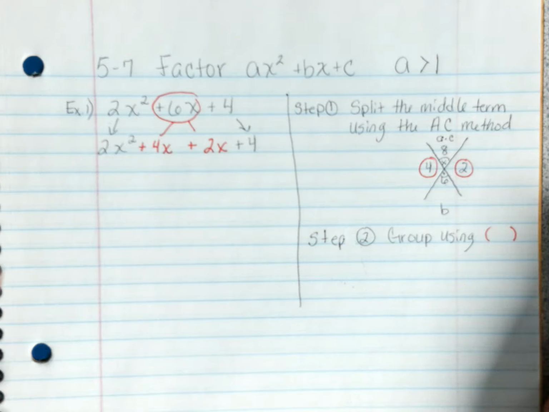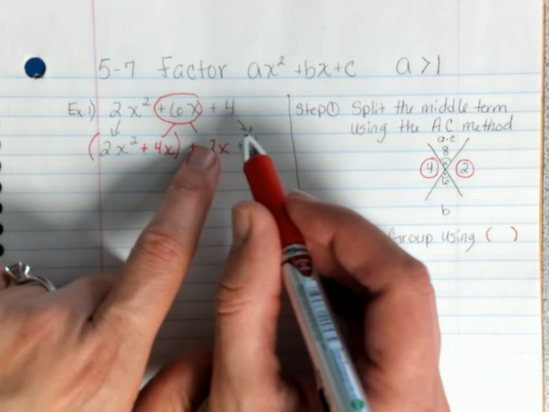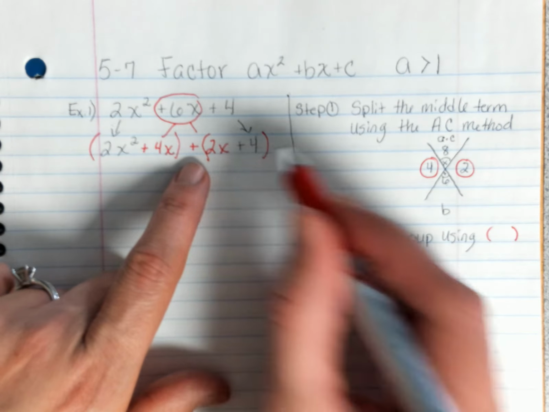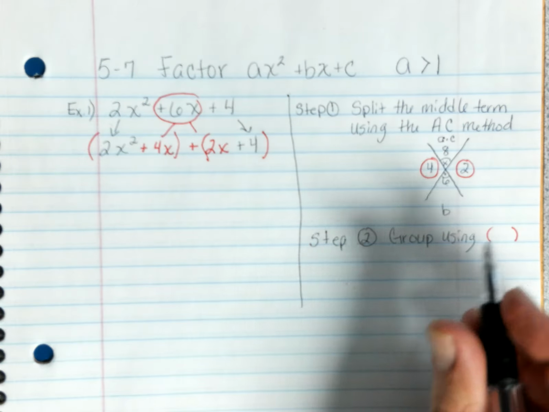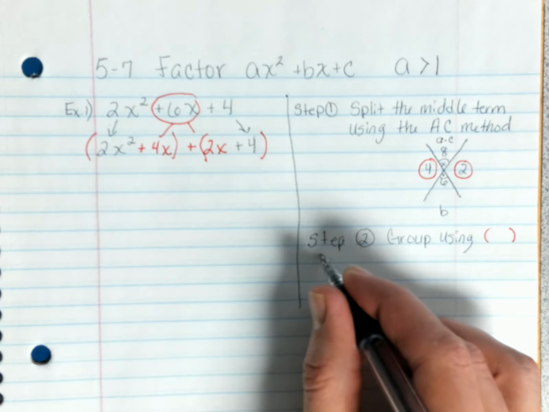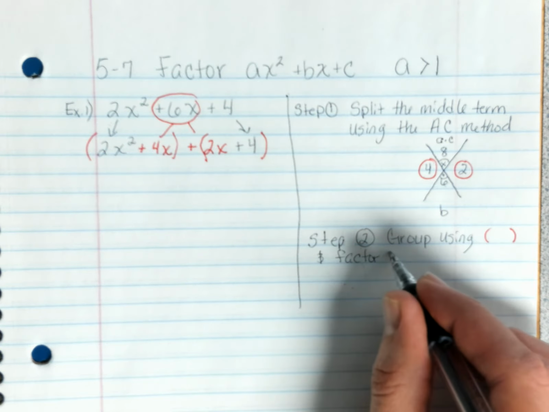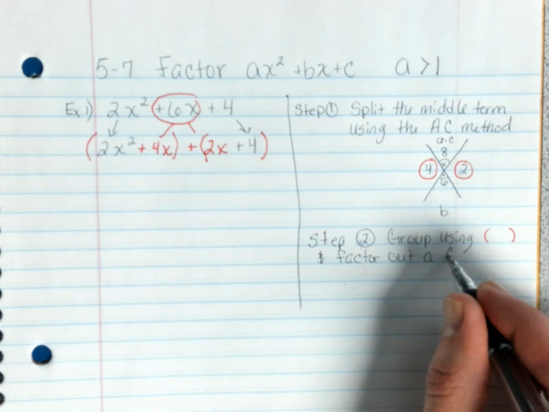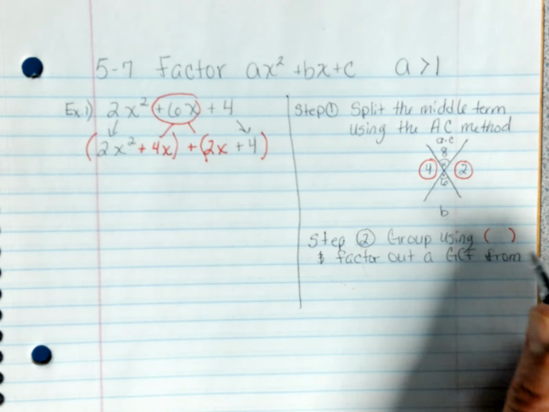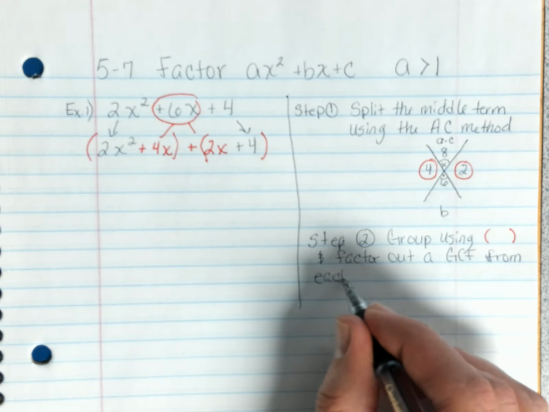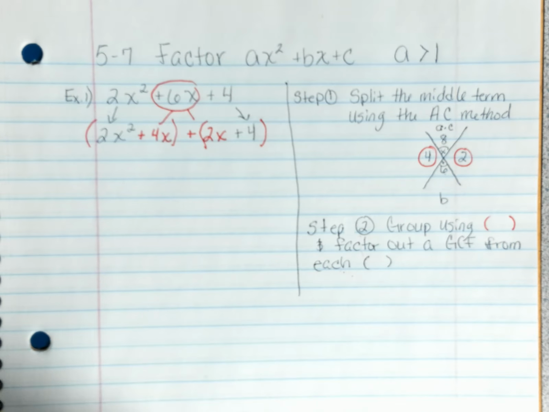Okay, so what I mean by group using parentheses is I'm just going to create parentheses around, leave the addition sign in the middle. So that's all that I did, okay? So all I did is add parentheses, and we're going to factor out a greatest common factor from each parentheses. So this is why you had to learn greatest common factor before you did this.